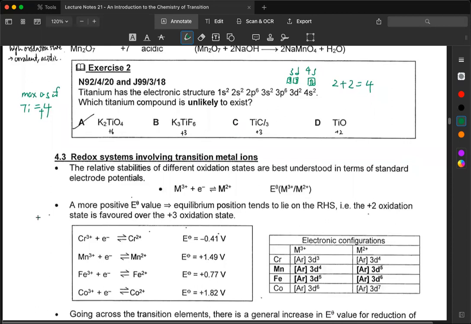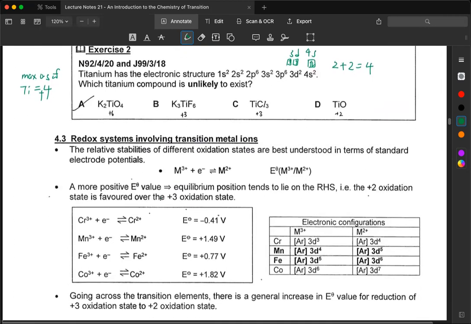Now, for redox systems involving transition metal ions, the relative stability of different oxidation states will be best understood in terms of standard electrode potential. So we look at the reduction equation. The more positive E0 value indicates that the equilibrium position will tend to lie on the right-hand side. So the plus 2 oxidation state is favored over the plus 3 oxidation state if we have a more positive E0 value.